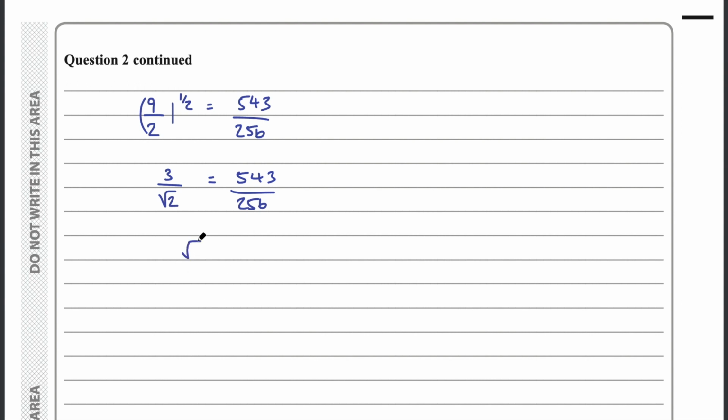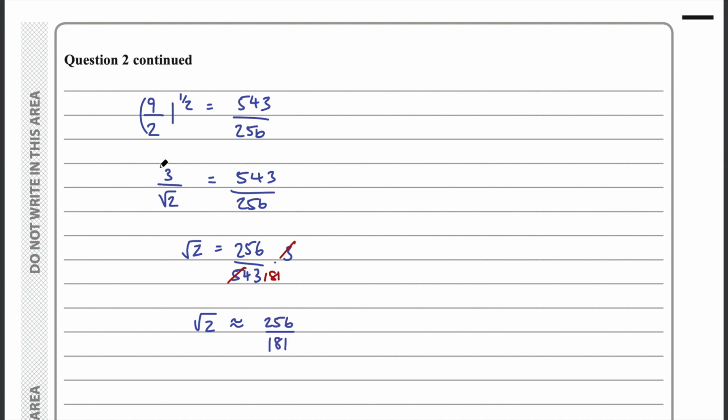So we'll have root 2 equal to, now if we rearrange this, we would probably multiply by root 2 over here. Essentially just have to flip everything around. So then we'll have 256 on 543 multiplied by 3. So that will cancel out. So we'll have 181 on the bottom line and 256 on the top line. So our approximation for root 2 is 256 over 181.